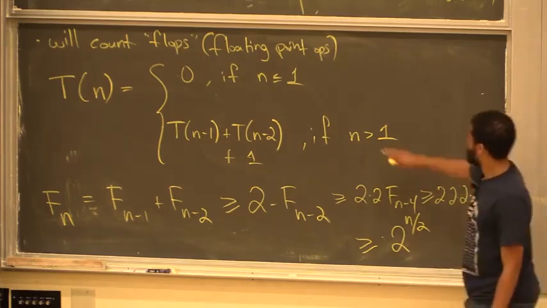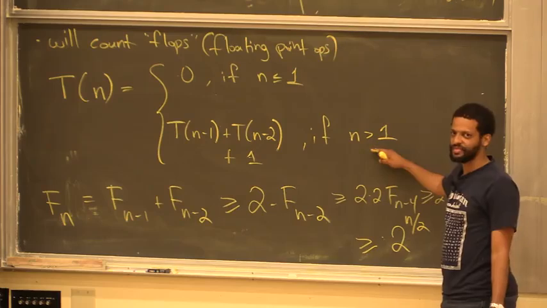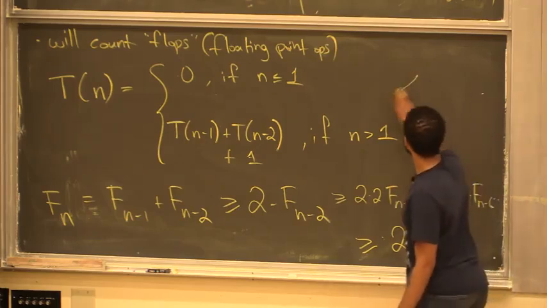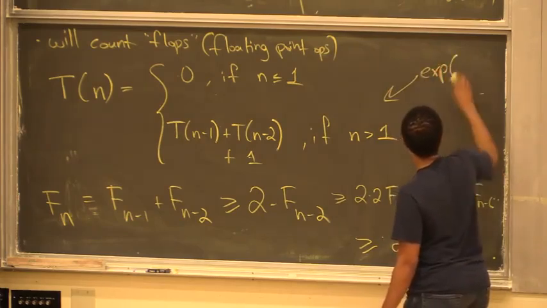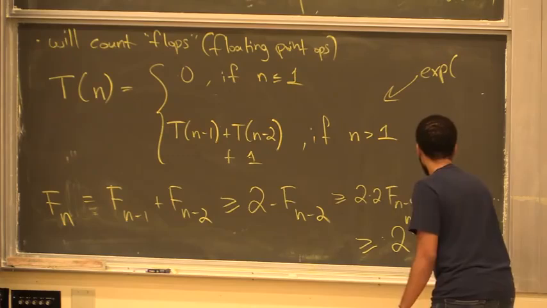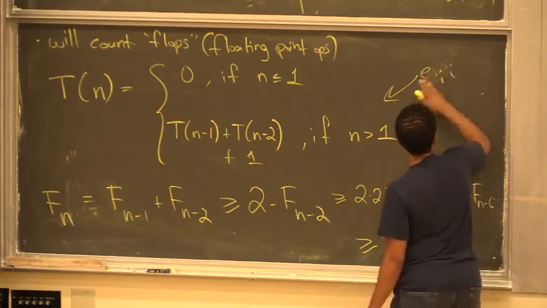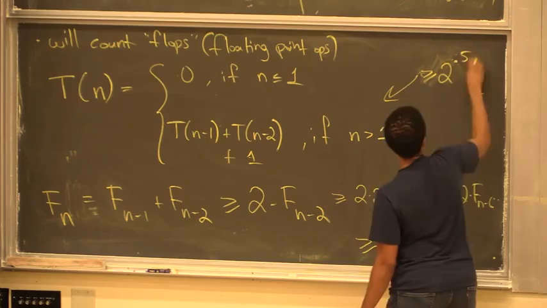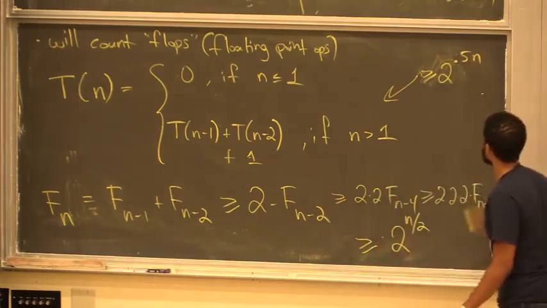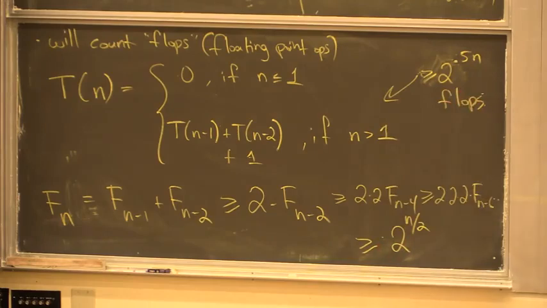And a very similar argument basically says the same thing for this recurrence. Okay. So this would be like some exponential. So this is basically exponential in n, right? So at least something like 2 to the 0.5 n flops. Okay. So that's algorithm 1.